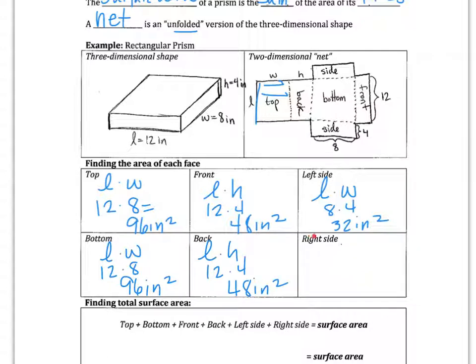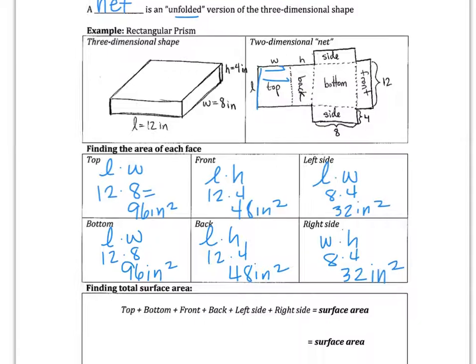And now the right side, right here, 8 times 4. So that is width times height. And again, if we forget what those numbers are, we can look right here. This is what we started with. And so our width is 8 times 4, and that's going to be 32 inches squared.